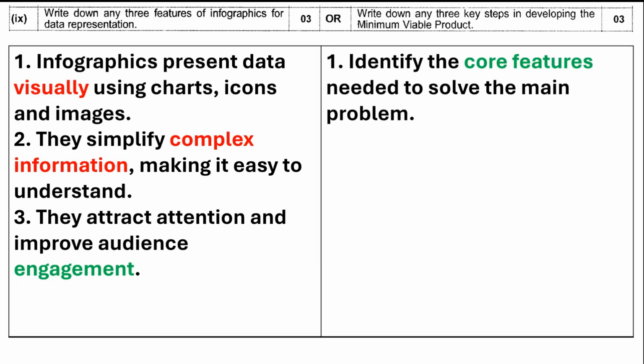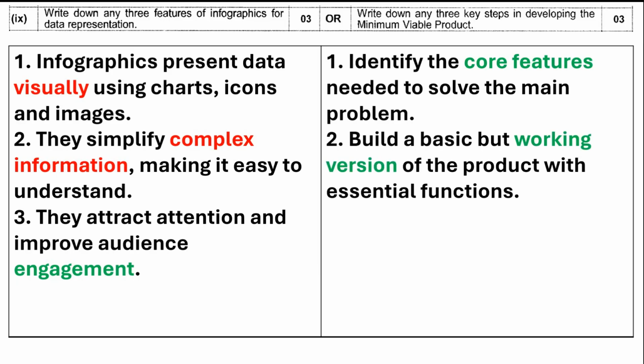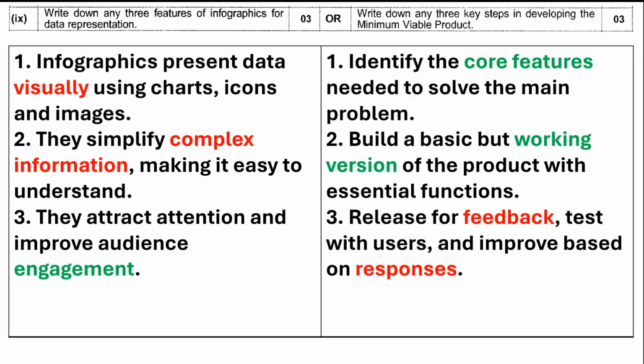Write down any three key steps in developing a minimum viable product. Number one, identify the core features needed to solve the main problem. You have to identify the core, important features that will solve the problem. Number two, build a basic but working version of the product with essential functions, so the product should be in working form. Number three, release for feedback. Give it to users to use and give feedback. Test with users and improve based on responses. You should get feedback from the users, and then improve the functionality.